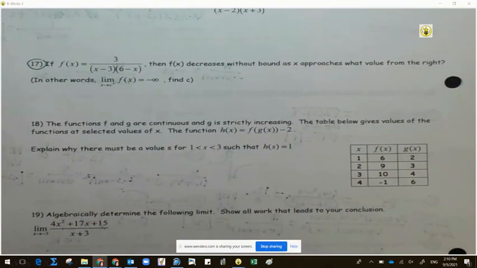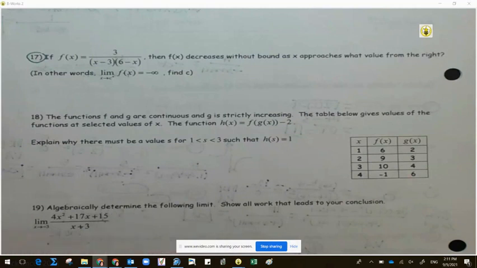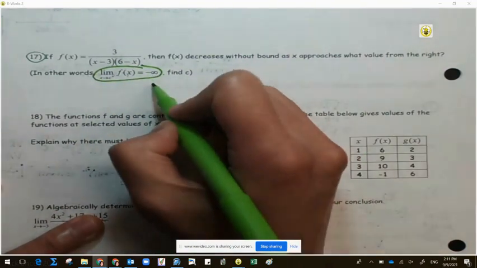All right, on number 17. Ryan wants to read. If f of x equals 3 over x minus 3 times 6 minus x, then f of x decreases without bound as x approaches what value from the right? In other words, limit of f of x as x approaches c from the positive direction equals negative infinity. Find c. So if the limit reaches infinity, go ahead and write this on the side.